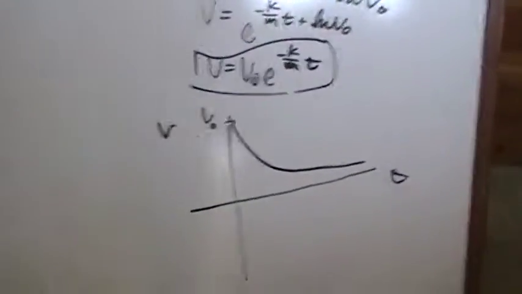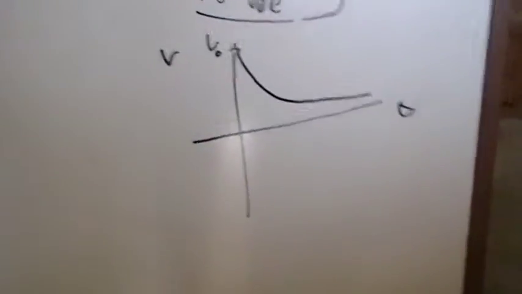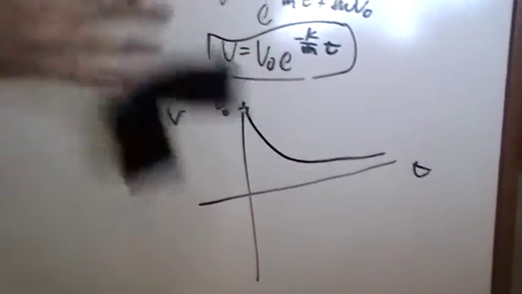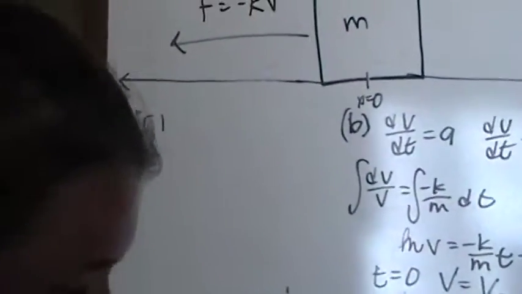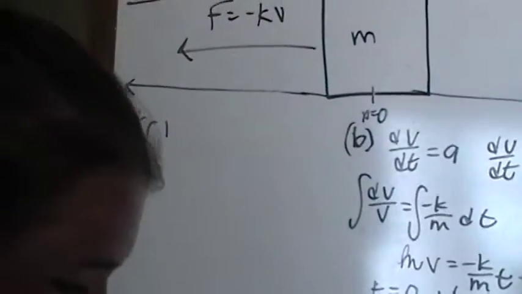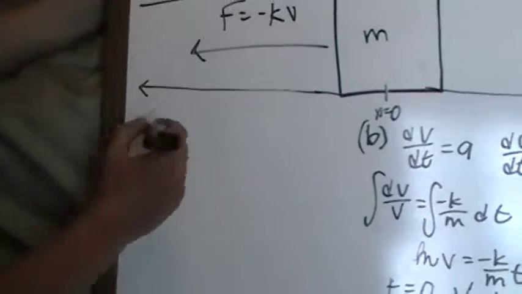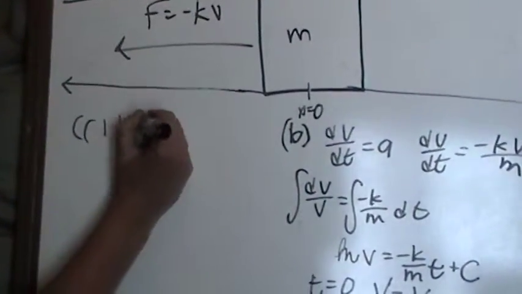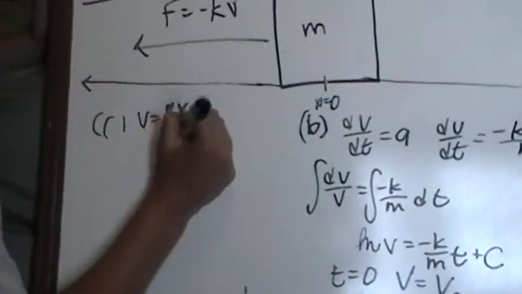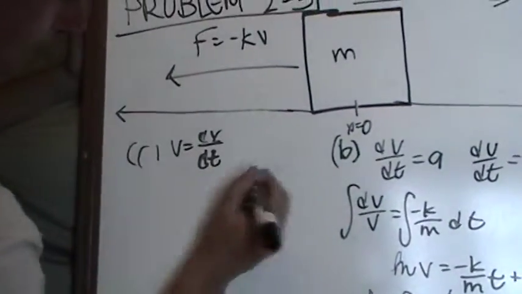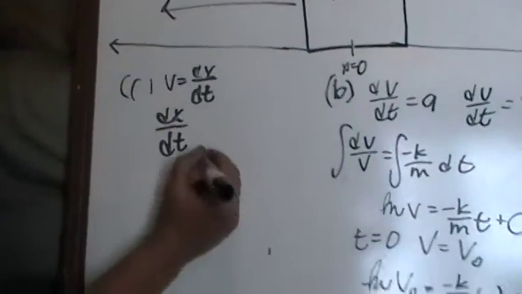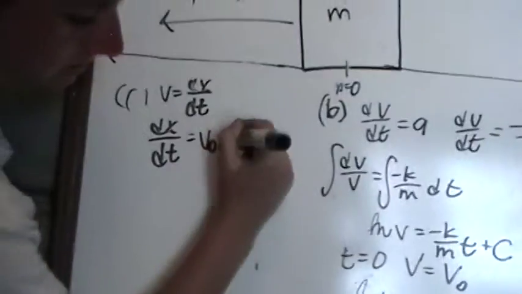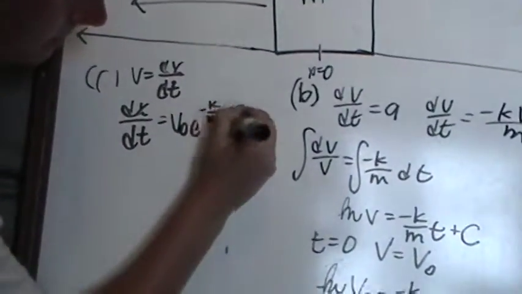Alright, on to part C. Part C asks us to derive an equation for the distance of the object as a function of time t, and sketch this function on the axis below. The derivative of position is velocity, so we're going to use v equals dx over dt. And dx over dt, as we solved in part B, equals v naught e to the negative k over m t.